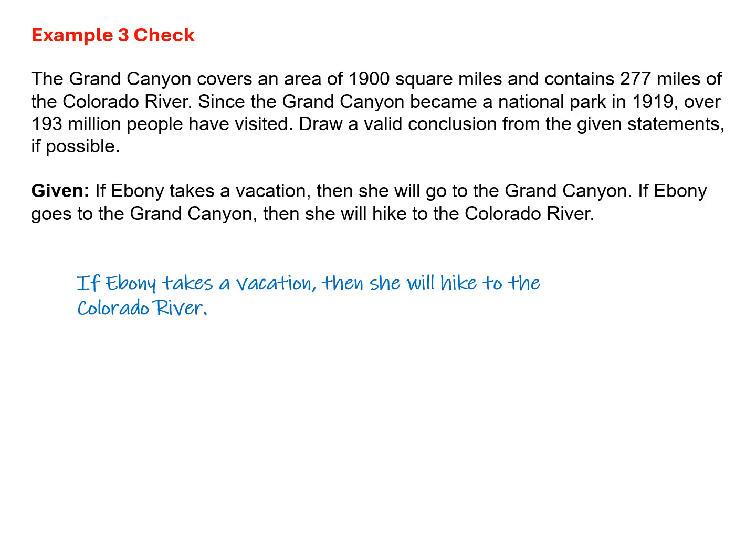If Ebony takes a vacation, then she will go to the Grand Canyon. If Ebony goes to the Grand Canyon, then she will hike to the Colorado River. So the conclusion here is if Ebony takes a vacation, then she will hike to the Colorado River. That is a valid conclusion.